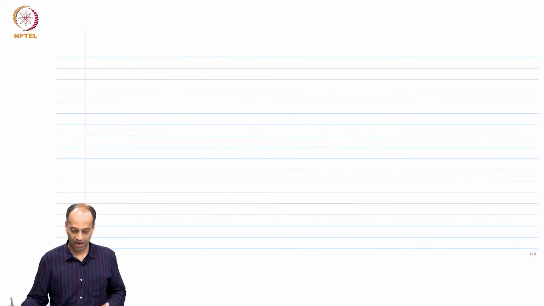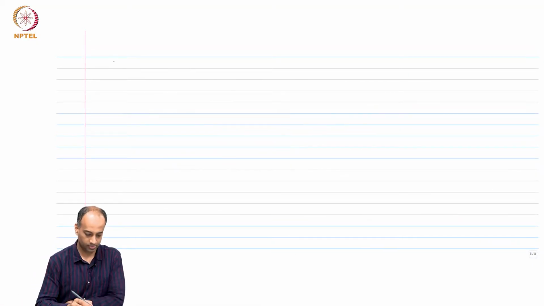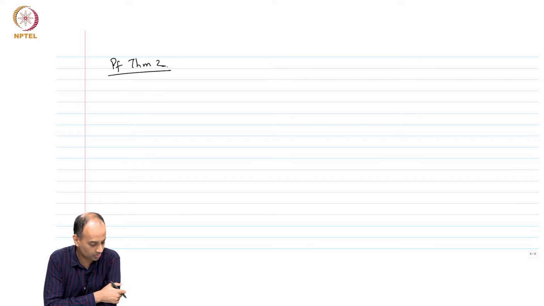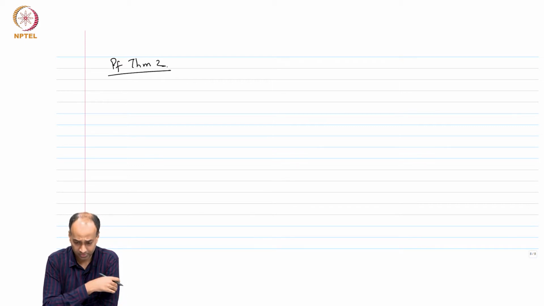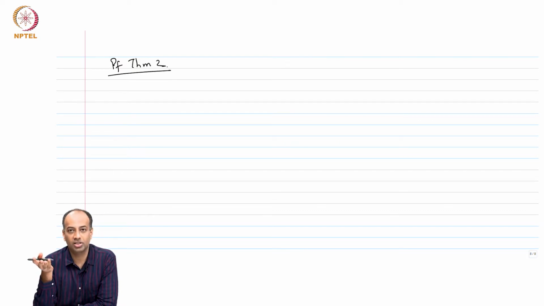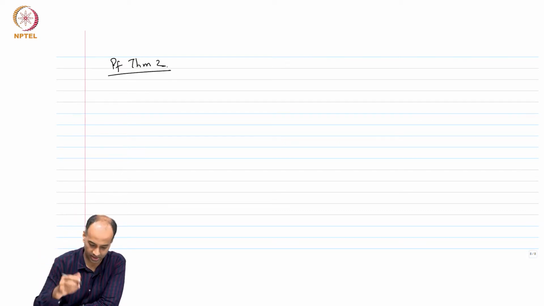Now, I have to prove theorem 2. What does theorem 2 say? Theorem 2 says that if the chain is positive recurrent, then there exists a solution to pi is equal to pi p, right.